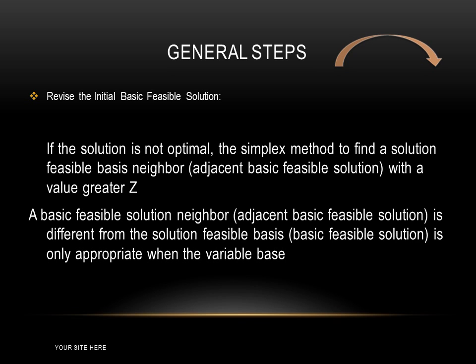So how to revise the initial basic feasible solution? If the solution is not optimal, the simplest method is to find a neighboring or adjacent basic feasible solution with a greater z value. A neighboring basic feasible solution is different from the current basic feasible solution. It is only appropriate when the base variable changes.